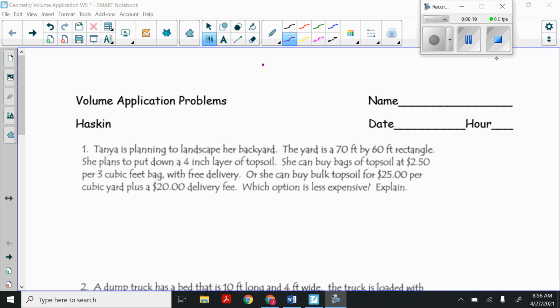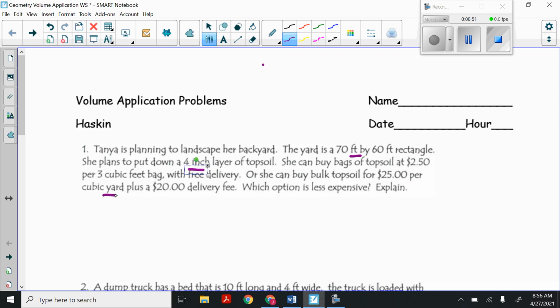So let's look at number 1. Tanya is planning to landscape her backyard. The yard is a 70-foot by 60-foot rectangle. She plans to put down a 4-inch layer of topsoil. I notice I have feet and inches. She can buy bags of topsoil at $2.50 per cubic feet bag with free delivery. Or she can buy bulk topsoil for $25 per cubic yard. So again, I have another unit, yards, plus a $20 delivery fee. Which option is less expensive, and explain?